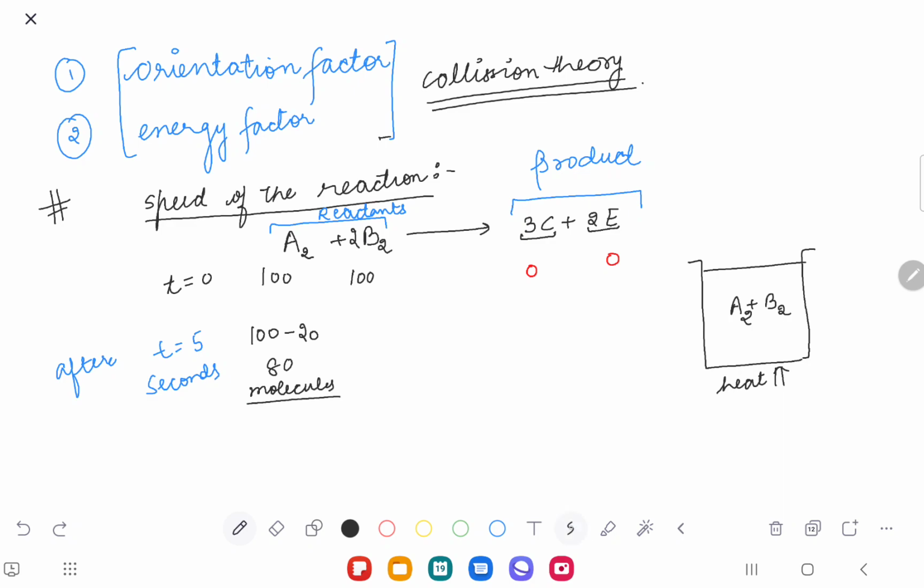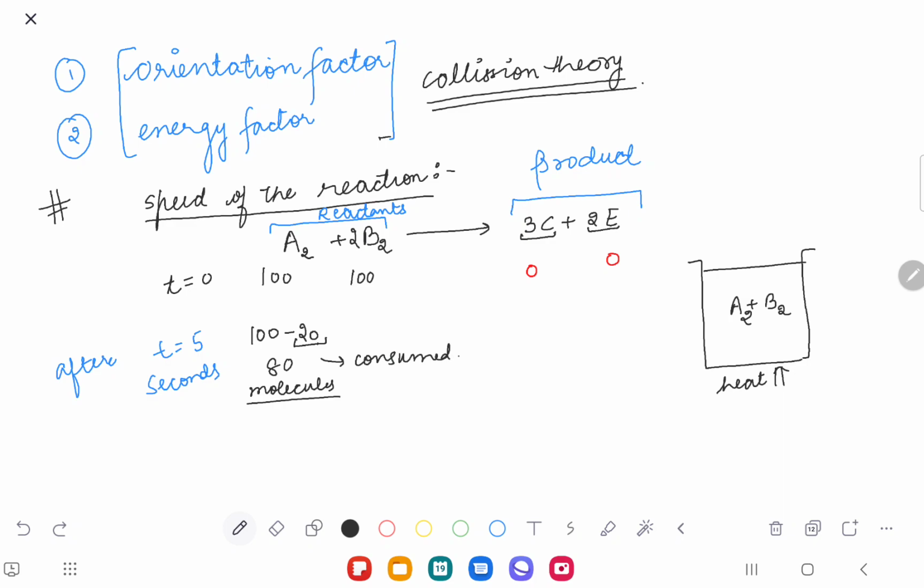Now, my equation tells me what? According to my equation, for one molecule of A2, I require two molecules of B2. Yes or no? For one molecule of A2, I would require two molecules of B2. So 20 molecules of A2 are getting consumed.